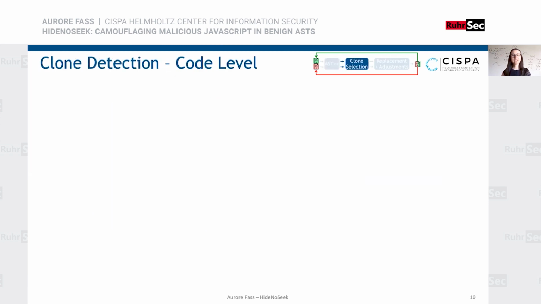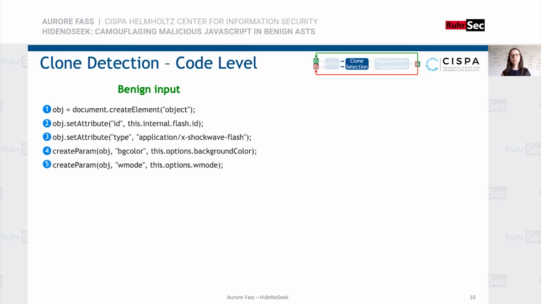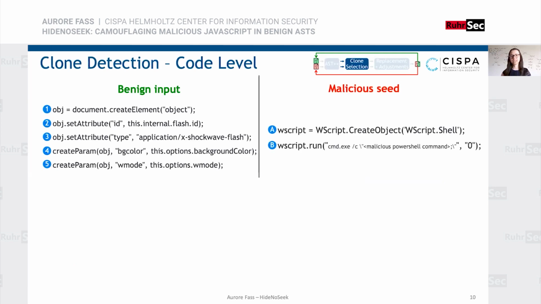Great, so let's go back to HideNoSeek. What we would like to do is the following. We have here a benign JavaScript sample, and we have here a malicious seed. And we would like to rewrite the malicious sample so that it has exactly the same AST as the benign input at the end, while of course retaining its malicious semantics. And so to do that, we look for identical syntactic structures between the benign and the malicious inputs. And if we can find the complete malicious syntactic structures inside the benign files, then we will replace the benign clones by the malicious ones. And after that, we will adjust the remaining code so that it will still run at the end.